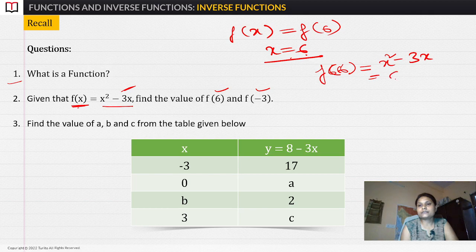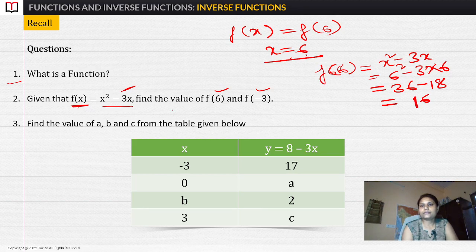Just put down the values. It's 6 squared minus 3 times 6, which is 6 times 6, minus 3 times 6, sorry, 36 minus 18, which is what? That would be 18. F of 6 is 18.